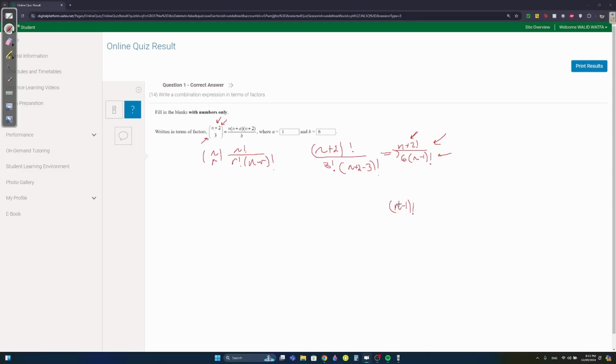You keep on adding 1, right? N minus 1, you add 1, what does it become? N minus 1 plus 1 becomes n. What comes after n minus 1? N. What comes after n? N plus 1. What comes after n plus 1? N plus 2. There you go. Over 6 n minus 1 factorial. Cancel, cancel. Boom. And then you just substitute. A is 1. B is, it's given, B is 6.